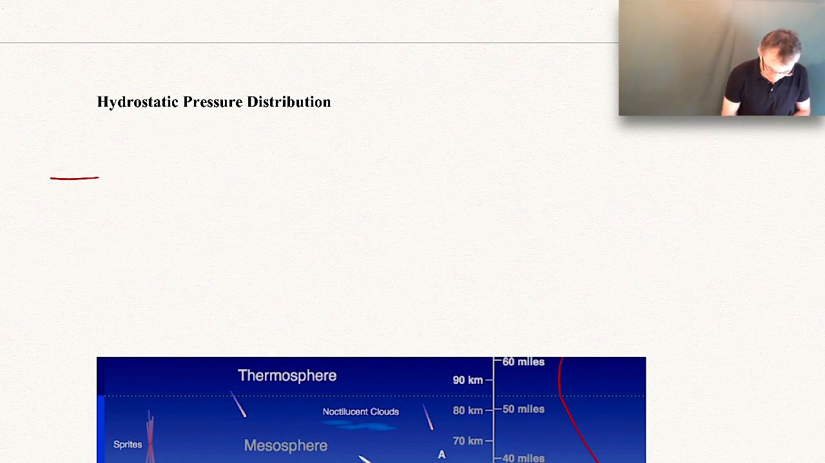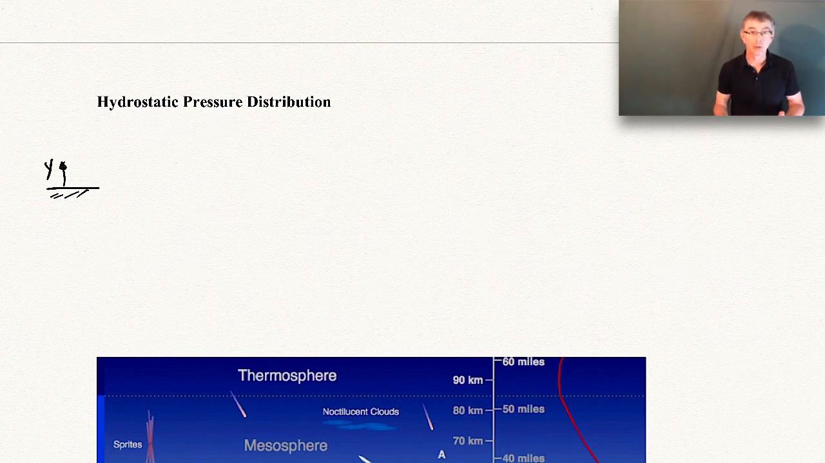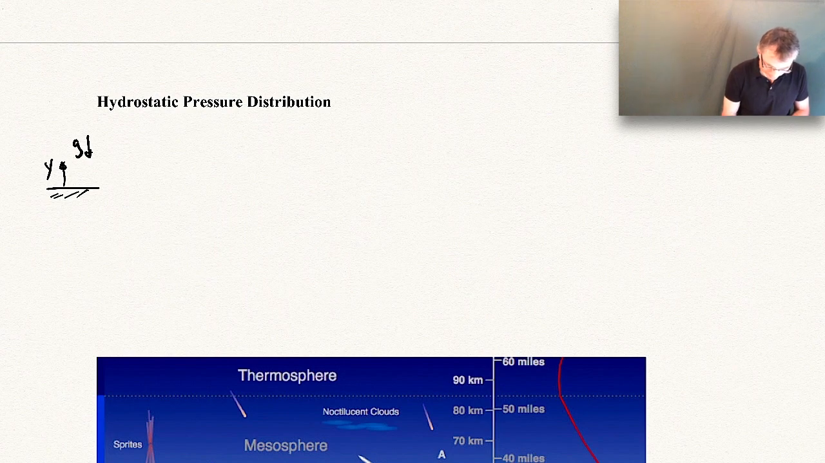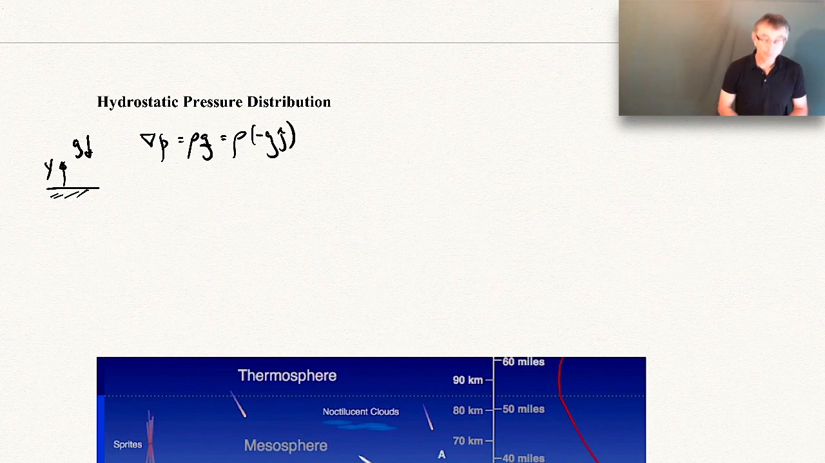Let me use a different color here. I'm going to change the orientation of my axis since I'm dealing with the atmosphere. I'm going to put y pointing upward, like you're standing on the ground looking upward, and gravity pointing downward. I can still use my hydrostatic pressure relation. That looks like this, except in this case, gravity is pointing in the minus j hat direction. It's pointing in the direction opposite to the y direction.